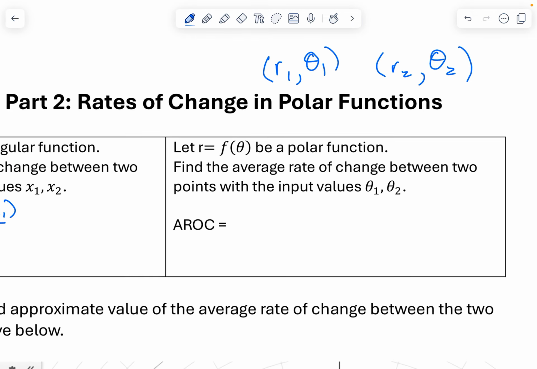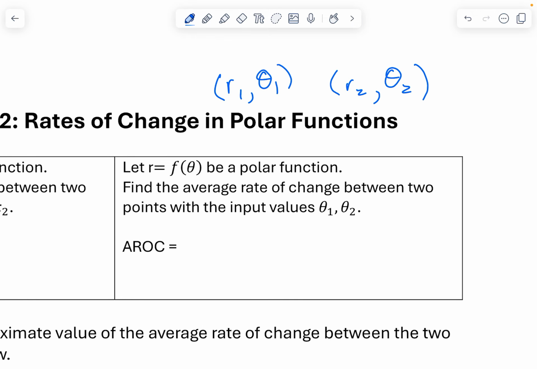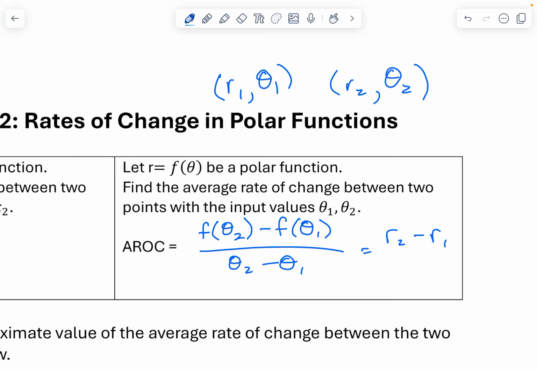So here we go. Looking at this one, we're talking about the function as f of theta 2 minus f of theta 1 divided by theta 2 minus theta 1. Or you could say that that would be the same thing as r2 minus r1 over theta 2 minus theta 1.